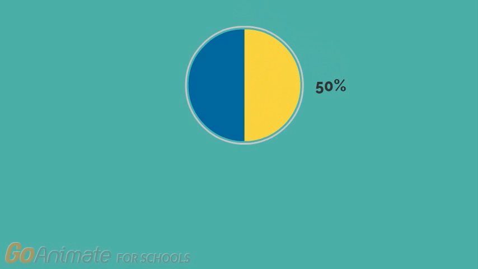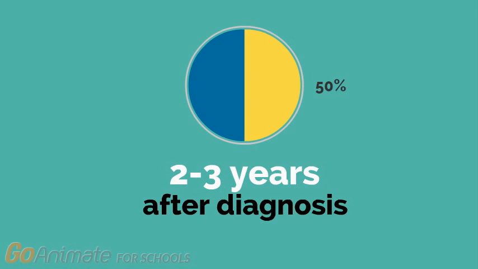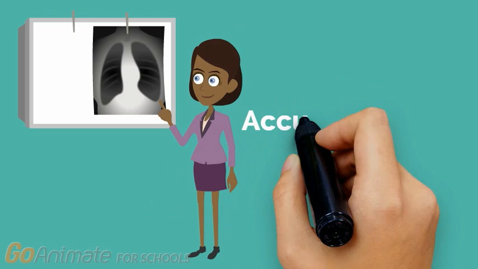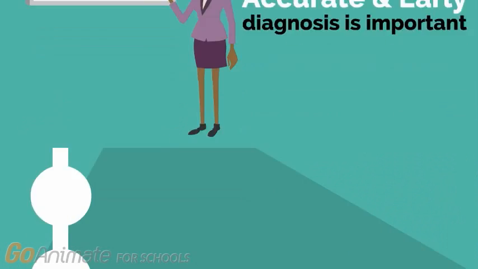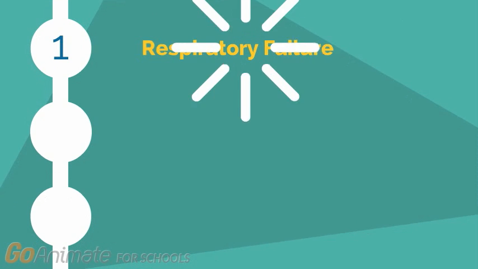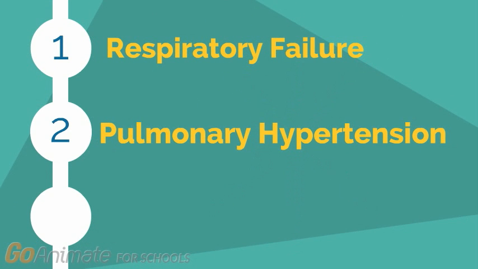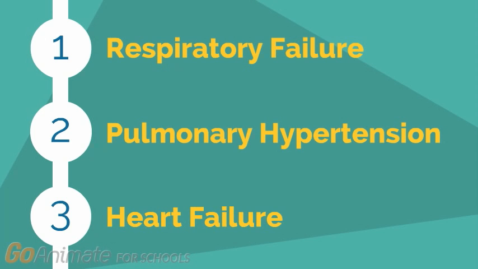As an incurable disease with a 50% death rate 2 to 3 years following diagnosis, an accurate and early diagnosis during disease progression is important, as severe final stage complications can result in respiratory failure, pulmonary hypertension, and heart failure.